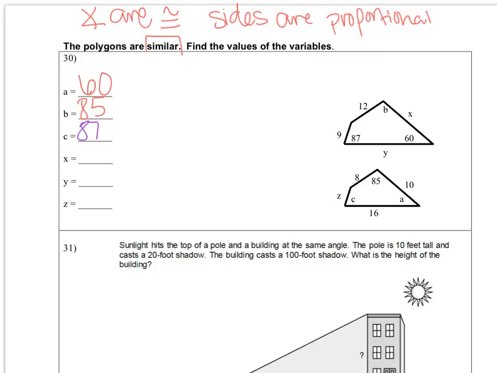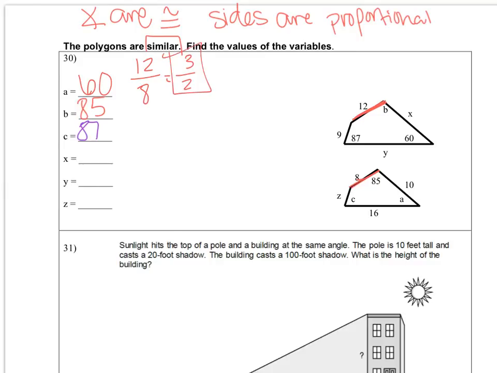First, find a similarity ratio. So take two corresponding side lengths and just make a fraction out of it. So I have 12 divided by 8. Okay, I'm going to simplify that first so it's easier for me to use. When I simplify that, that's 3 over 2. So I'm going to use 3 over 2 to find my other similarity ratios.